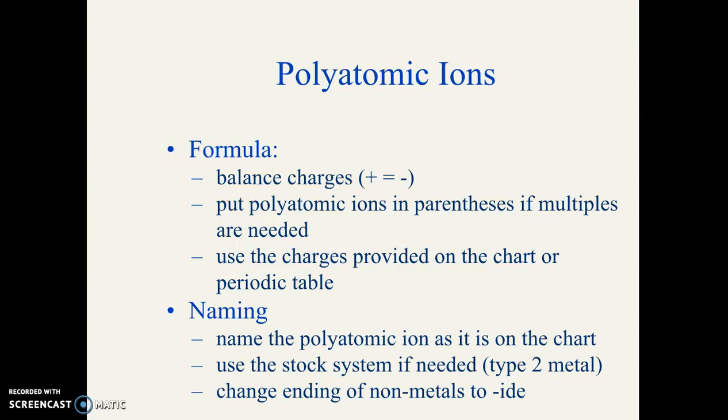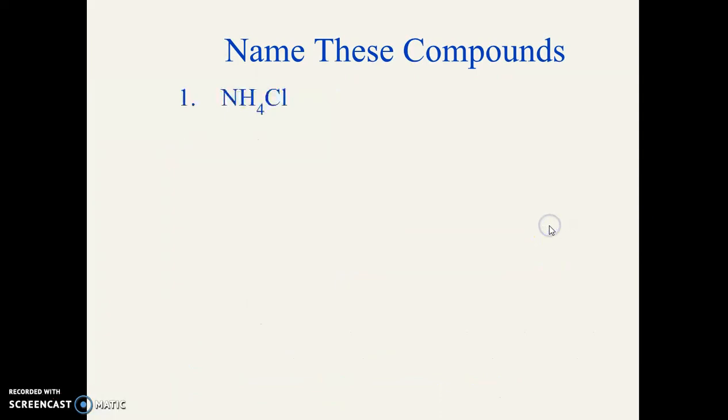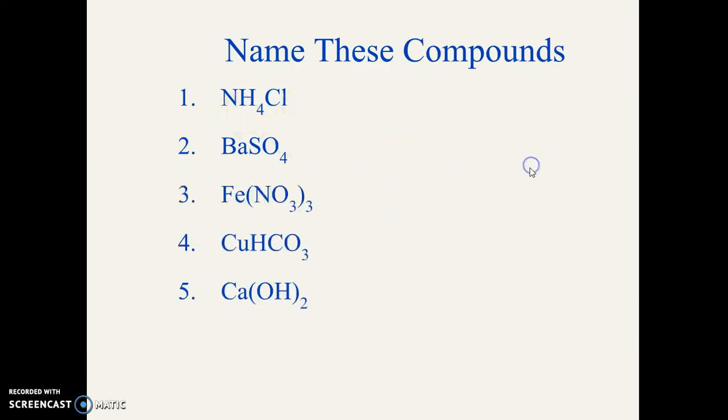So if I have a polyatomic ion bonded to a nonmetal, I still have to change the ending to IDE. Like ammonium bonded to chlorine, I would call it ammonium chloride. So you still have to follow those previous rules. So that's the example that I just gave you, ammonium, NH4, a polyatomic ion bonded to chlorine, and because that's a nonmetal, I would change the name to chloride. So go ahead and see if you can name these compounds.